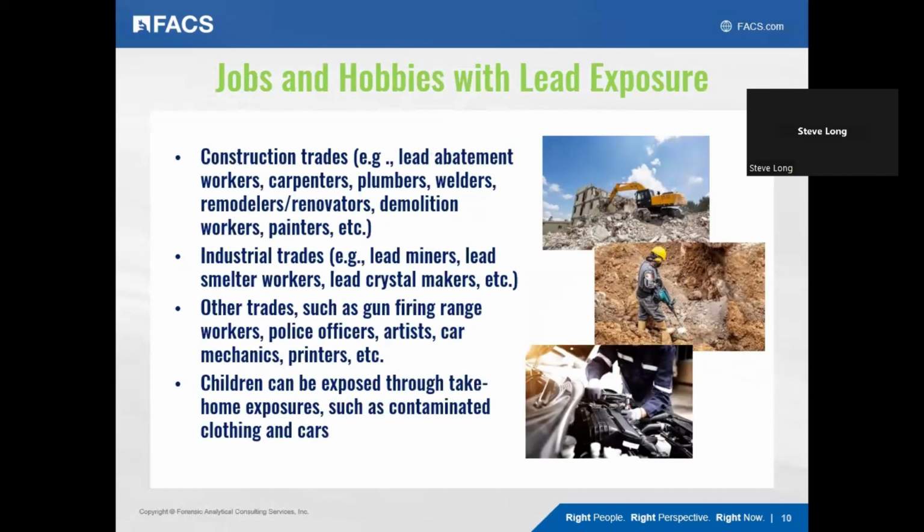In terms of jobs and hobbies, many of the construction trades have the potential for lead exposure. Of course, dealing with paint, disturbance of paint, lead abatement workers, carpenters, welders, demolition workers, all have the potential for exposure. Industrial trades like lead miners and lead smelter workers can have exposure, and numerous other trades: gun firing range workers, police officers, artists with their paints, etc. Children can be exposed through take-home exposure, such as when parents come home with contaminated clothes or spread contamination into their cars.